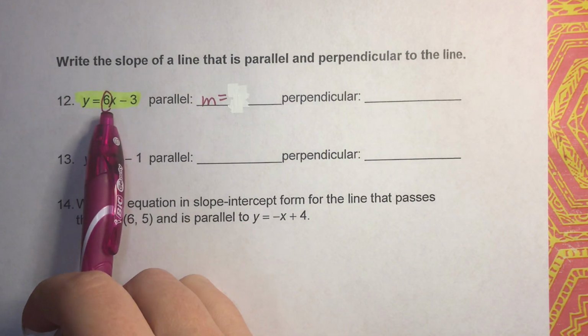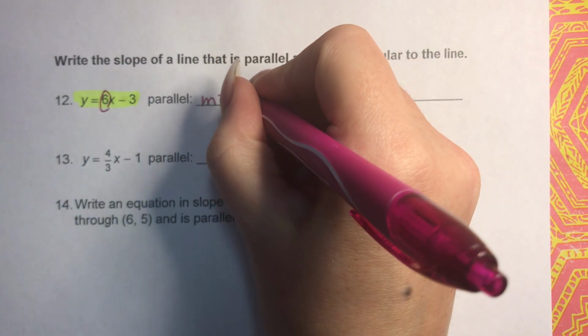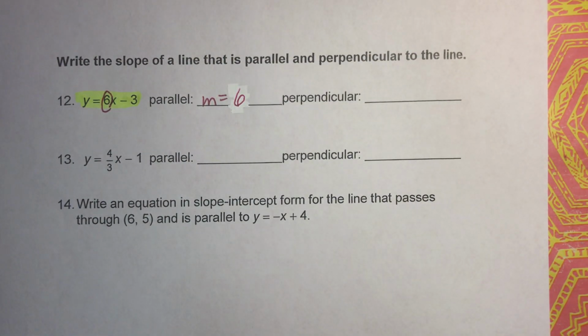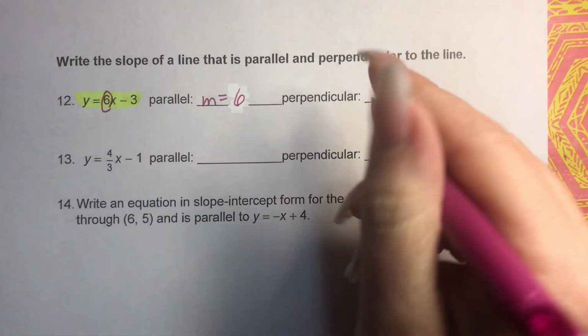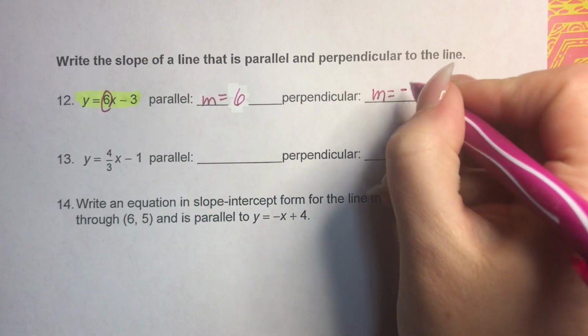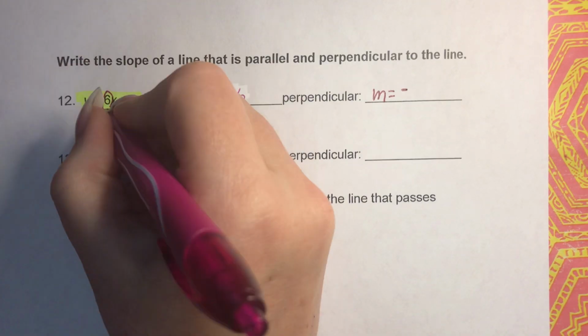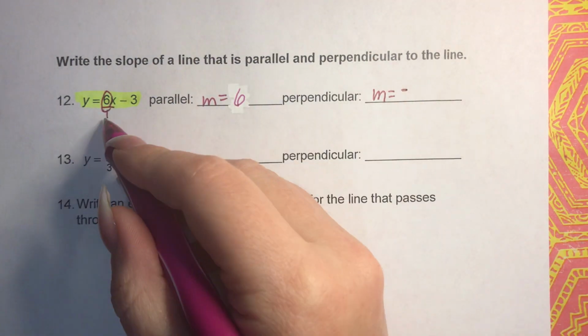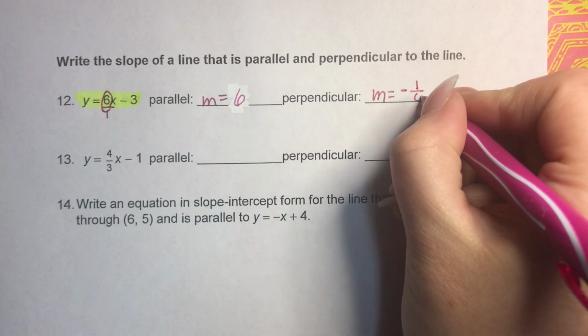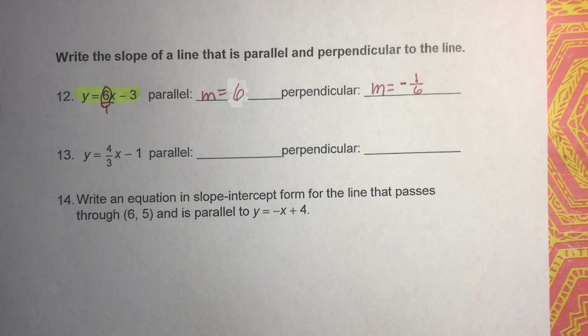Same slope, this is a 6. Same slope would be a 6. Okay, and then perpendicular, this is positive, so that would mean our slope would be negative, and this is 6 over 1, so it's going to be a reciprocal of that, which would be 1 over 6. All right, that is it.